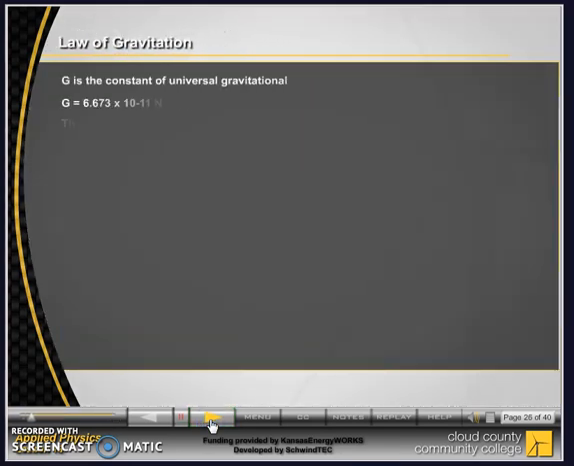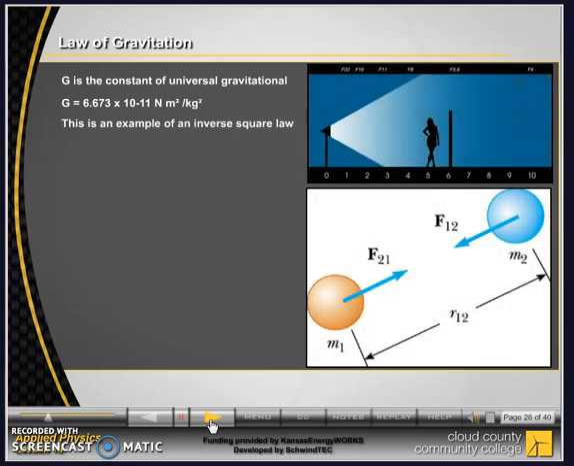Another example of an inverse square law is the law that shows how light falls off from a photographer's flash. Notice that the farther away the light source, the less intensity of light that falls on the model.